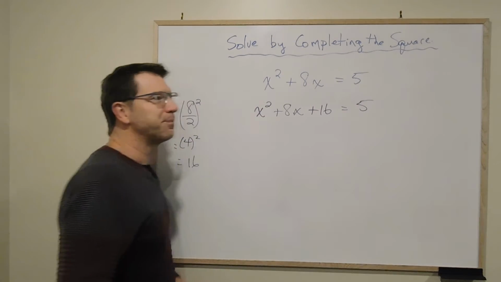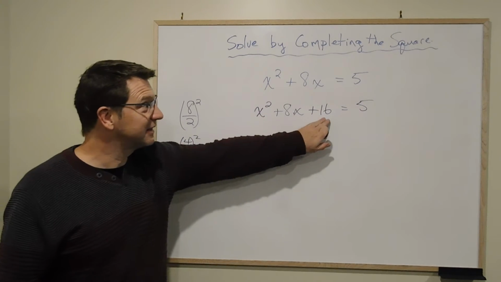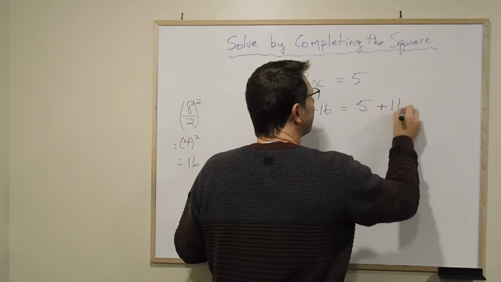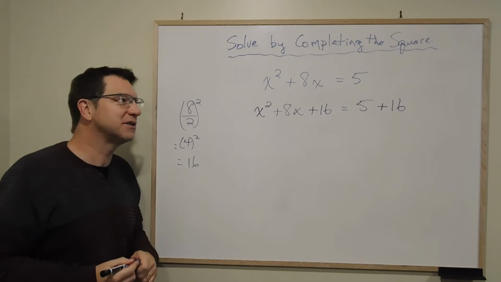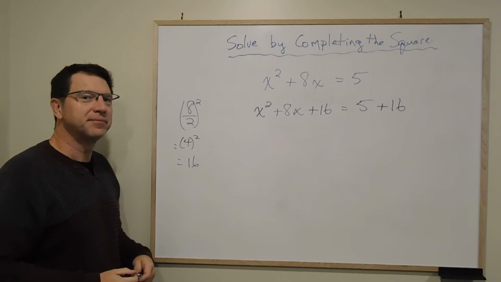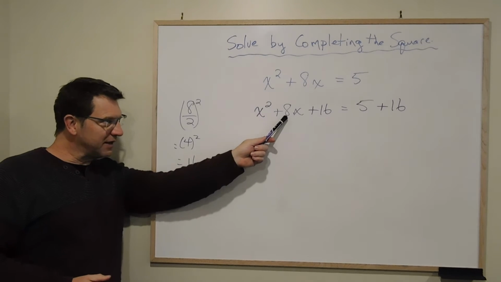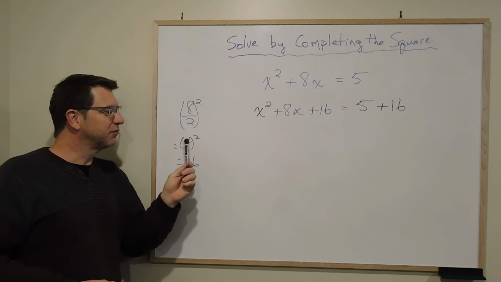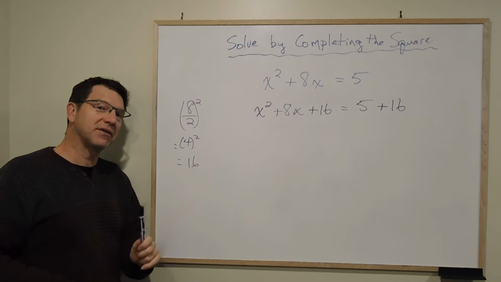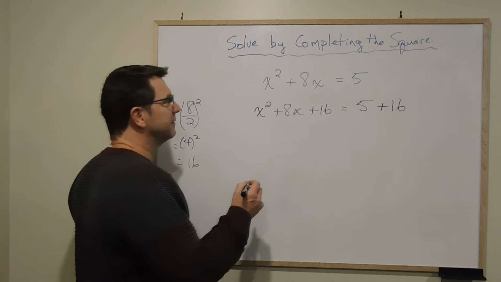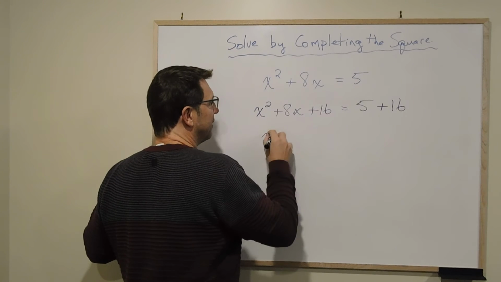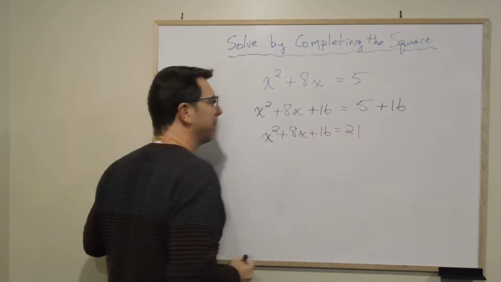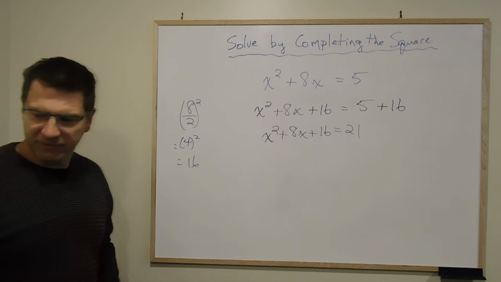Now the problem is, what I did was I added a 16 right here, right? I need to add a 16 on the other side, because you can't just add a 16 on one side, not add it on the other side for balance. And again, remember, take the 8, which is that term in front of the x, 8 divided by 2 squared, so 4 squared is 16, and that's how I got the 16. Okay? So here we go. We have x squared plus 8x plus 16 equals 21. Right? So now we have a perfect square.